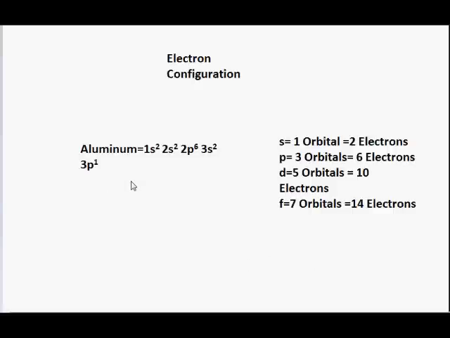As you can see, the exponent, or the number above the sublevel, indicates how many electrons are currently in that sublevel. If you notice on the last sublevel, there's only 1 electron, but P can hold 6 electrons. That tells you that there are 5 unpaired electrons.